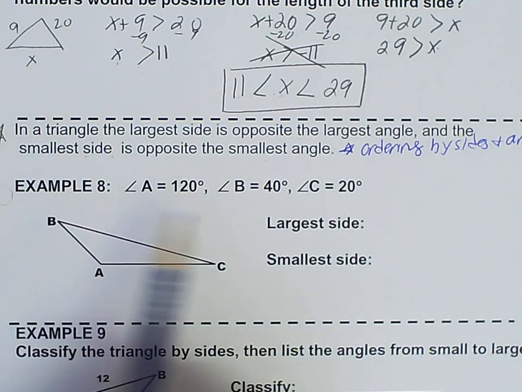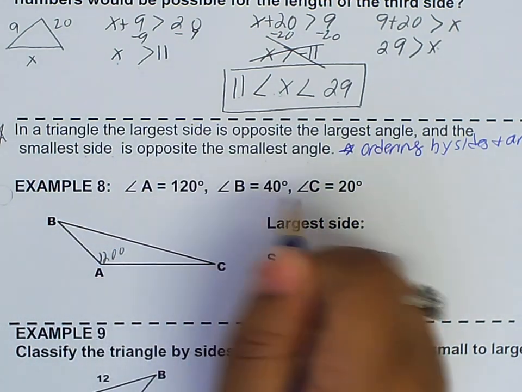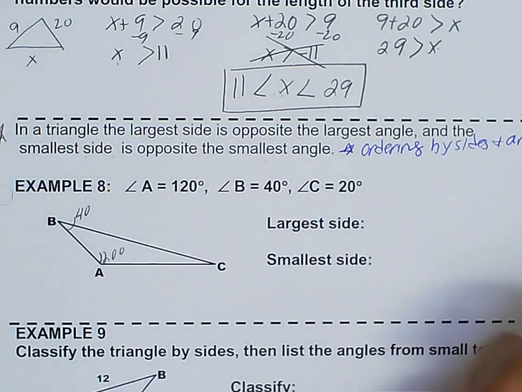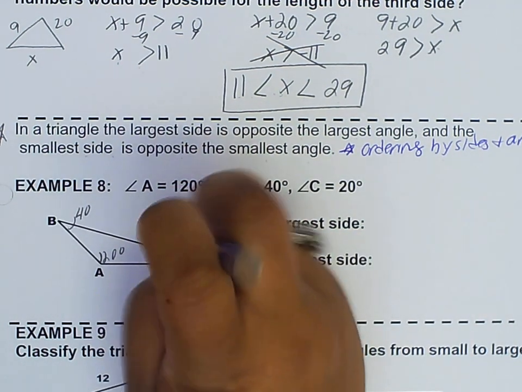All right, example 8. It says angle A is 120, angle B is 40, and angle C is 20. Okay, which I can't fit in there, so I'm just going to draw a little arrow.